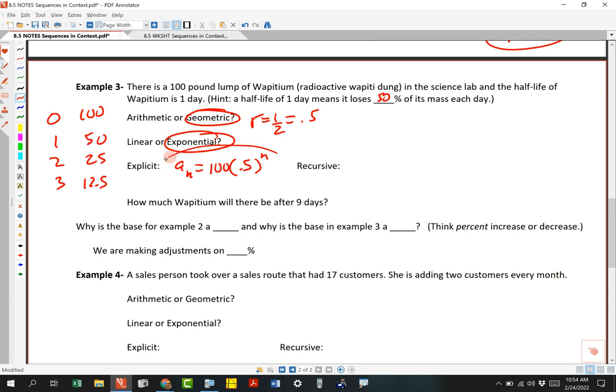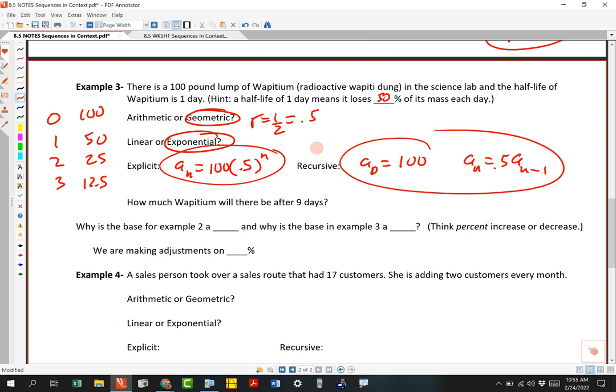Now, this one does ask for recursive. We don't use recursive very often, but we're going to tell it what's the first term, or in this case, if you want to put what the zeroth term is, that's totally okay, because that's kind of where we start. We start off with 100, and then we say, if you want to get to the next term, which is a sub n, you take the previous term, which is a sub n minus 1. And Tristan, what are we multiplying by every single time? 0.5. So we put a 0.5 in front of it, and we are all set to go. There's the recursive formula.